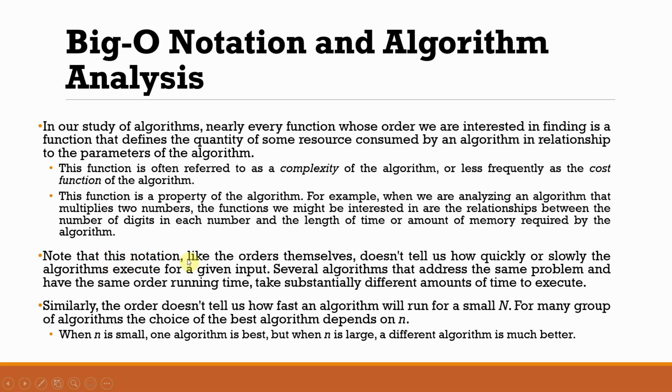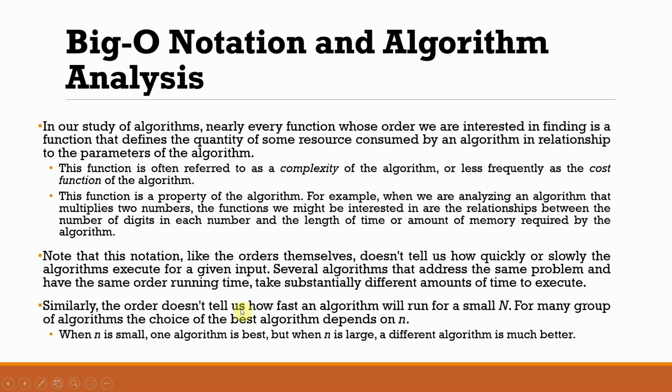Note that this notation, like the order itself, doesn't tell us how quickly or how slowly the algorithm executes, right? Based on the cost function itself, you don't have any measure of time. Several algorithms that address the same problem and have the same order running time might take substantially different amounts of time to execute. We've seen that before. We've seen many different algorithms with the same cost function or big O notation, but they are going to be executing instructions in different amounts of time.